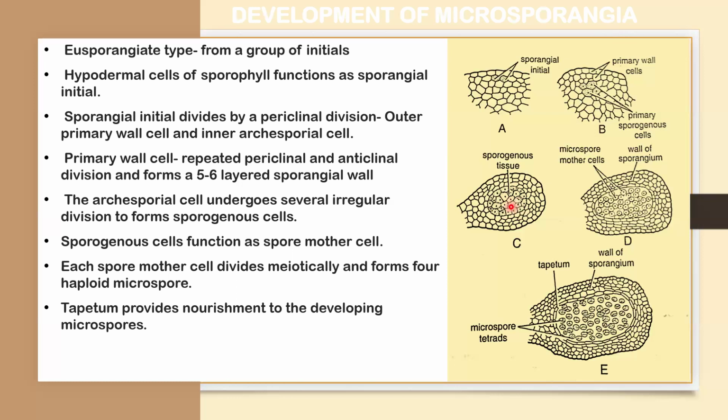sporogenous tissue. These cells increase in size and eventually function as spore mother cells. They are the ultimate cells of the sporophytic phase, and each spore mother cell undergoes meiosis by reductional division to form microspores, present in the form of tetrads. They are surrounded by nutritive tapetum, which helps them mature into pollen grains. Therefore, this is the development of microsporangia in which microspores develop.